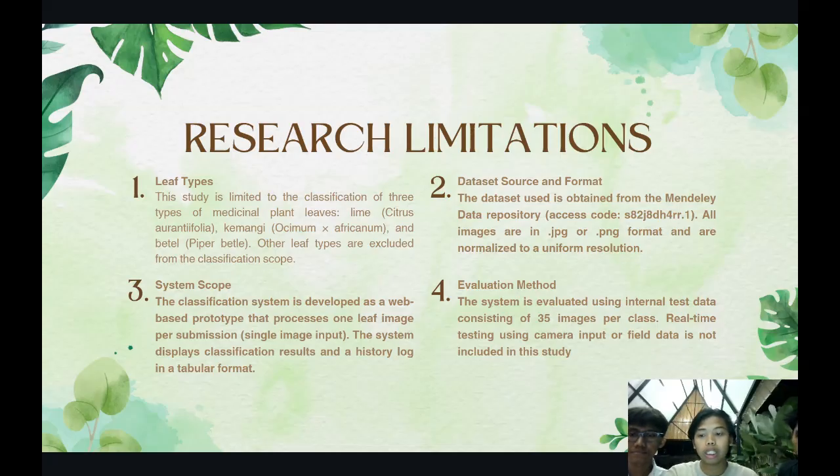And number three is system scope. The classification system is developed as a web-based prototype to process one leaf image per submission. And number four is the evaluation method. The system is evaluated using internal test data consisting of 35 images per class. Real-time testing using camera input or field data is not included in this study.